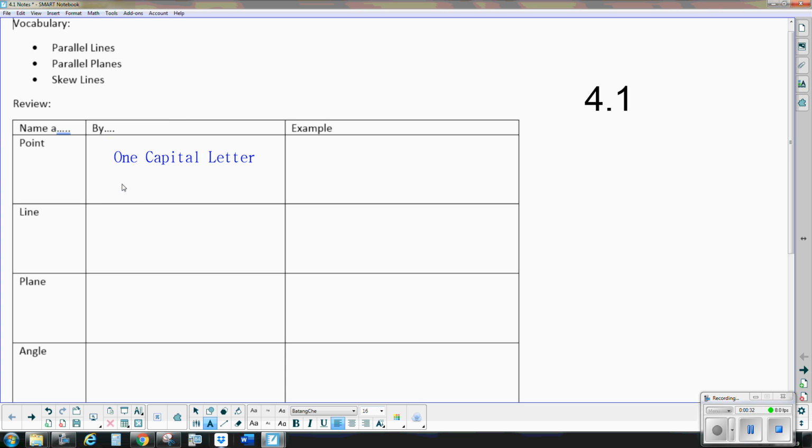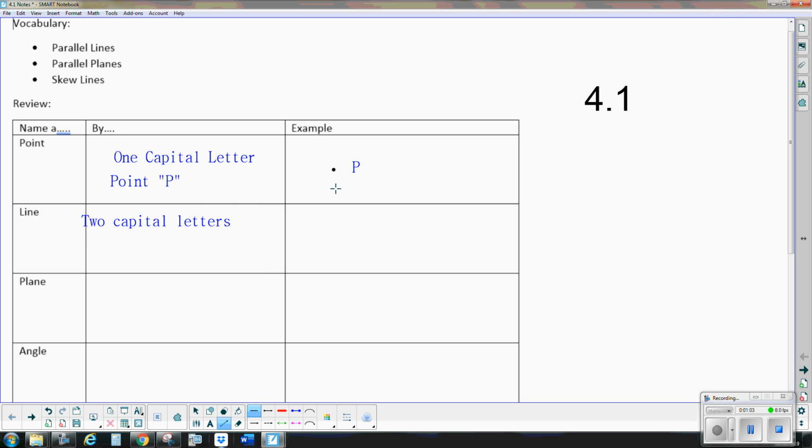Okay, so point P. And when you name it, you don't actually use the quotation marks, but that's how we would name it. We would say point P. And a point will just look like a dot. And you'll see it on planes, you'll see it on lines, you'll see it in various diagrams. Remember, a line we name using two capital letters.